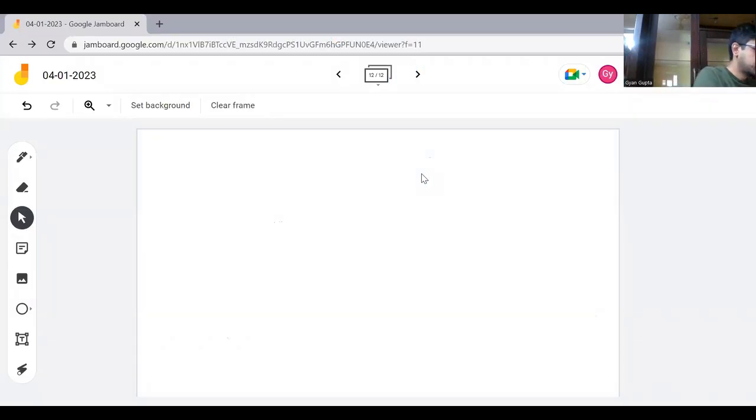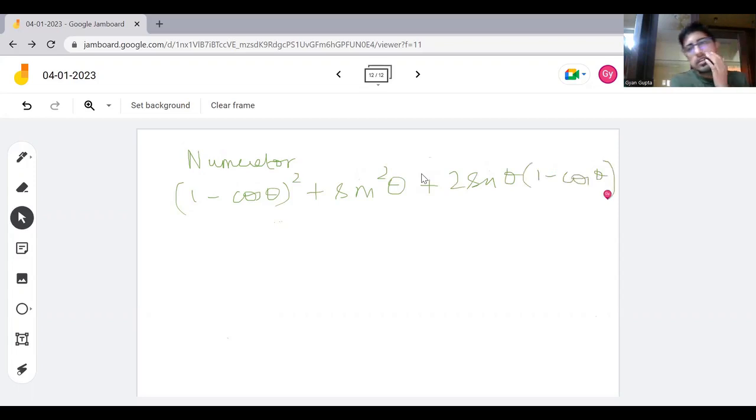So the numerator is (1 minus cos theta) the whole square, plus sine squared theta, plus 2 sine theta into (1 minus cos theta). Sine squared theta, from the first trigonometric identity, is nothing but 1 minus cos squared theta. And 1 minus cos squared theta is nothing but (1 minus cos theta) into (1 plus cos theta), coming from the algebraic identity a square minus b square is (a minus b) into (a plus b).